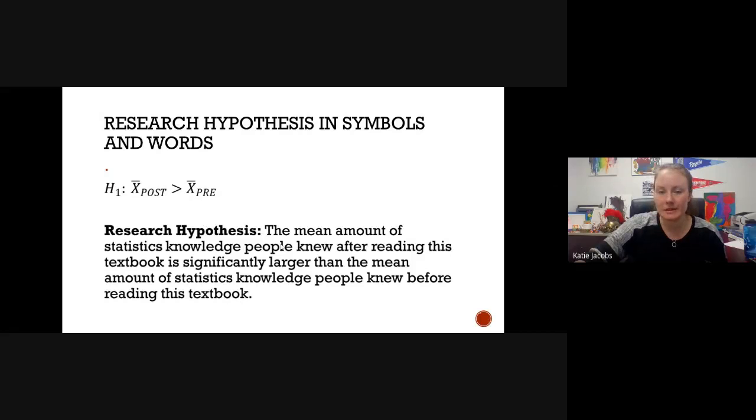So then we have our research hypothesis. The mean amount of statistics knowledge people knew after reading this textbook is significantly larger, or you could use the word greater, than the mean amount of statistics knowledge people knew before reading this textbook. So as a researcher, this is what I would want to see. As a textbook author, this is what I want to see. Whether or not that's true, we'd have to go through the hypothesis testing steps to find out.